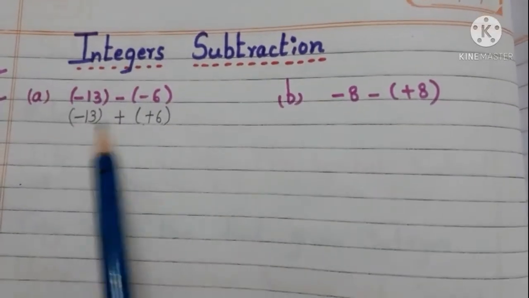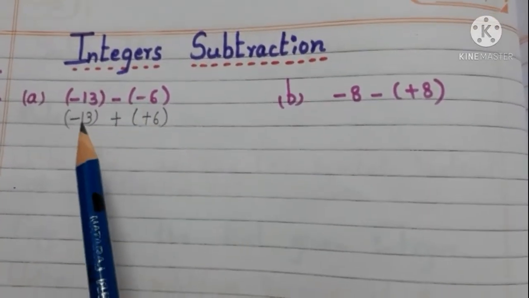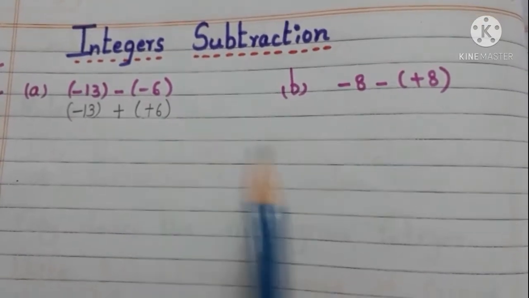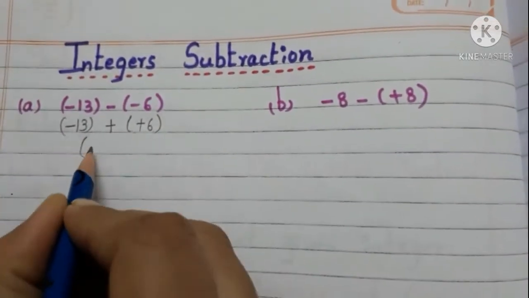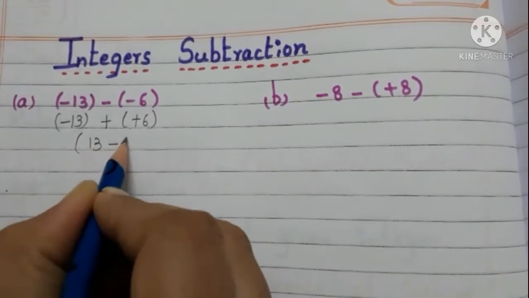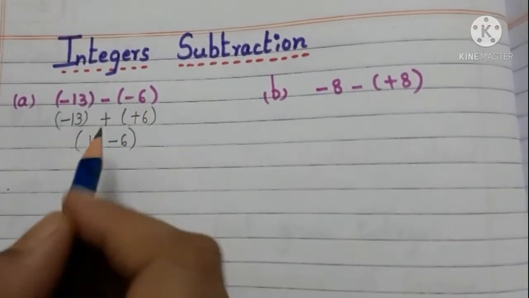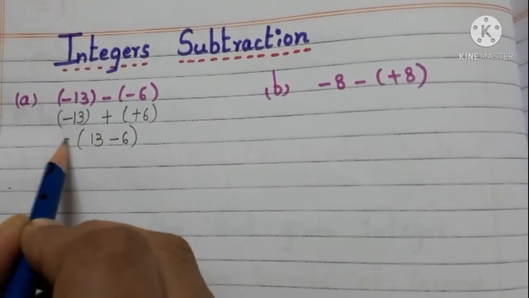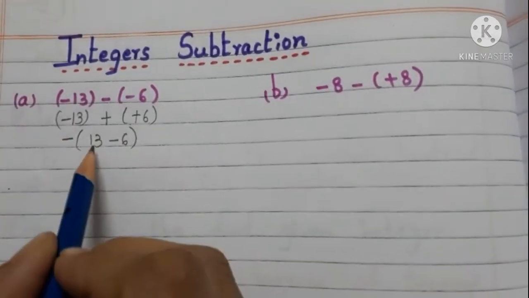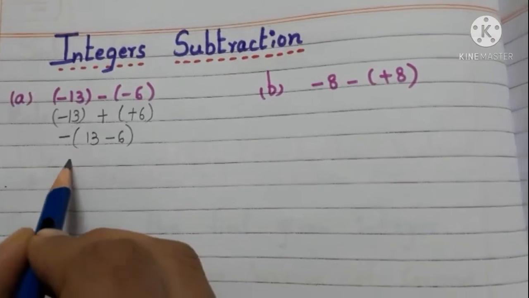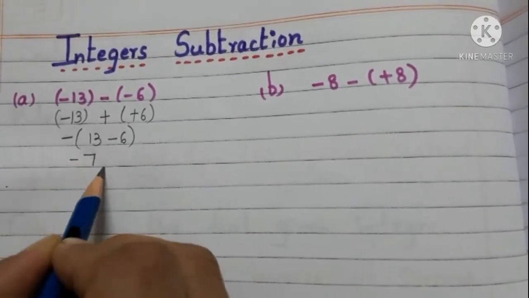Now follow the addition rules. Here we have one negative integer, one positive integer. So subtract the smaller number from bigger number and write the bigger number sign. Here 13 is the bigger number and its sign is negative. So write the negative sign here. 13 minus 6 is 7. So the answer is negative 7.